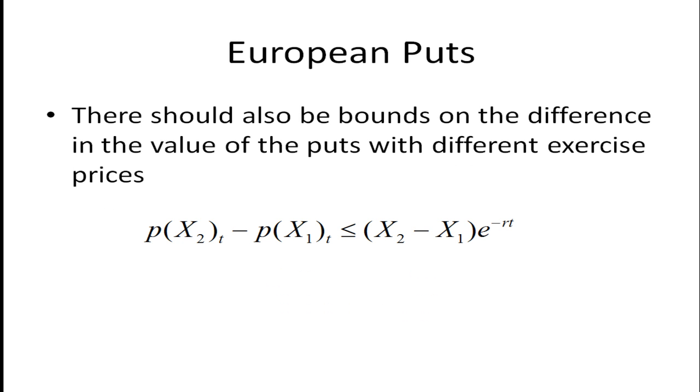Here we have the same sort of conditions we had before, that the difference in the value of the puts with the different exercise prices should be less than or equal to the present value of the difference of the exercise prices. Again, if this isn't the case, there's an arbitrage opportunity. That is, you'll be able to make money without using any of your own money, and you'll be guaranteed that return.